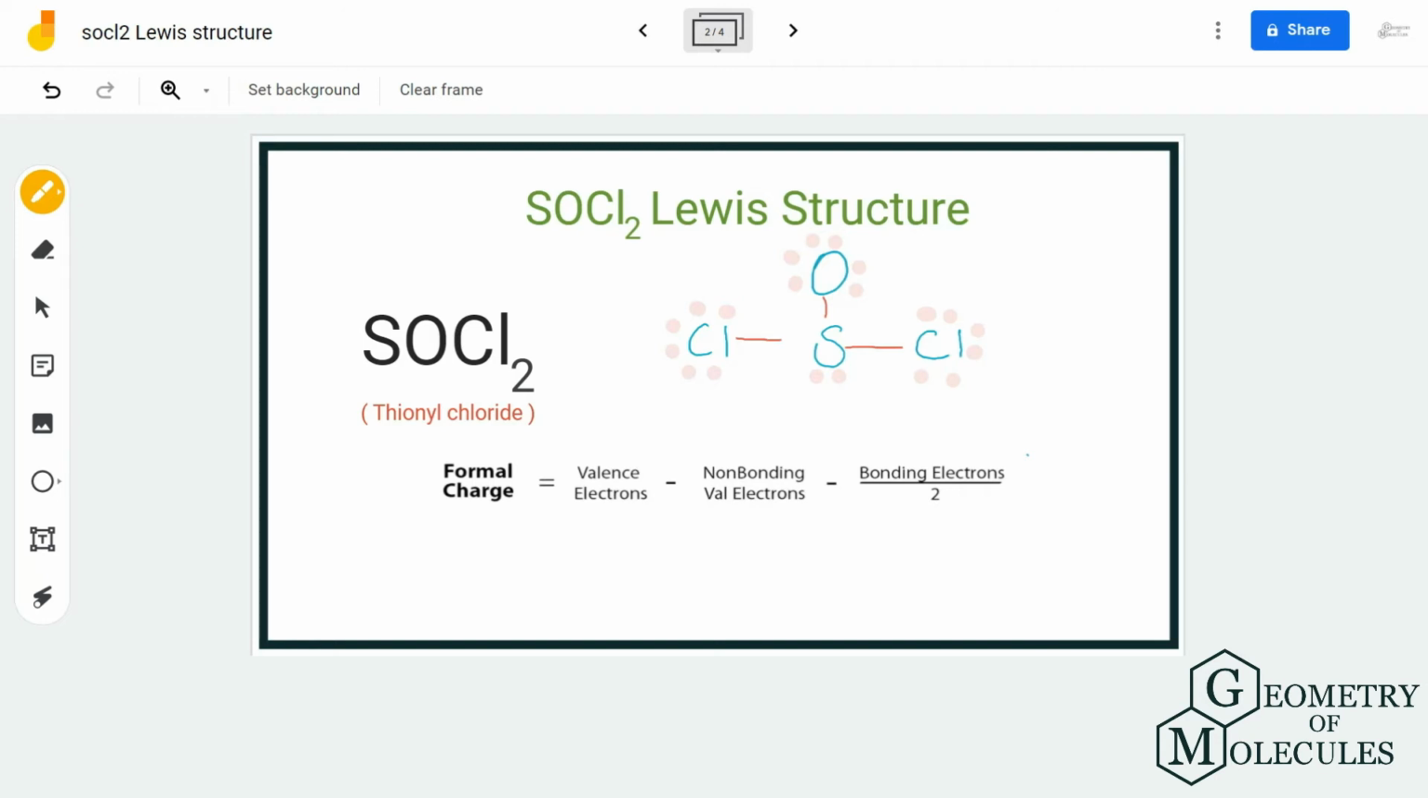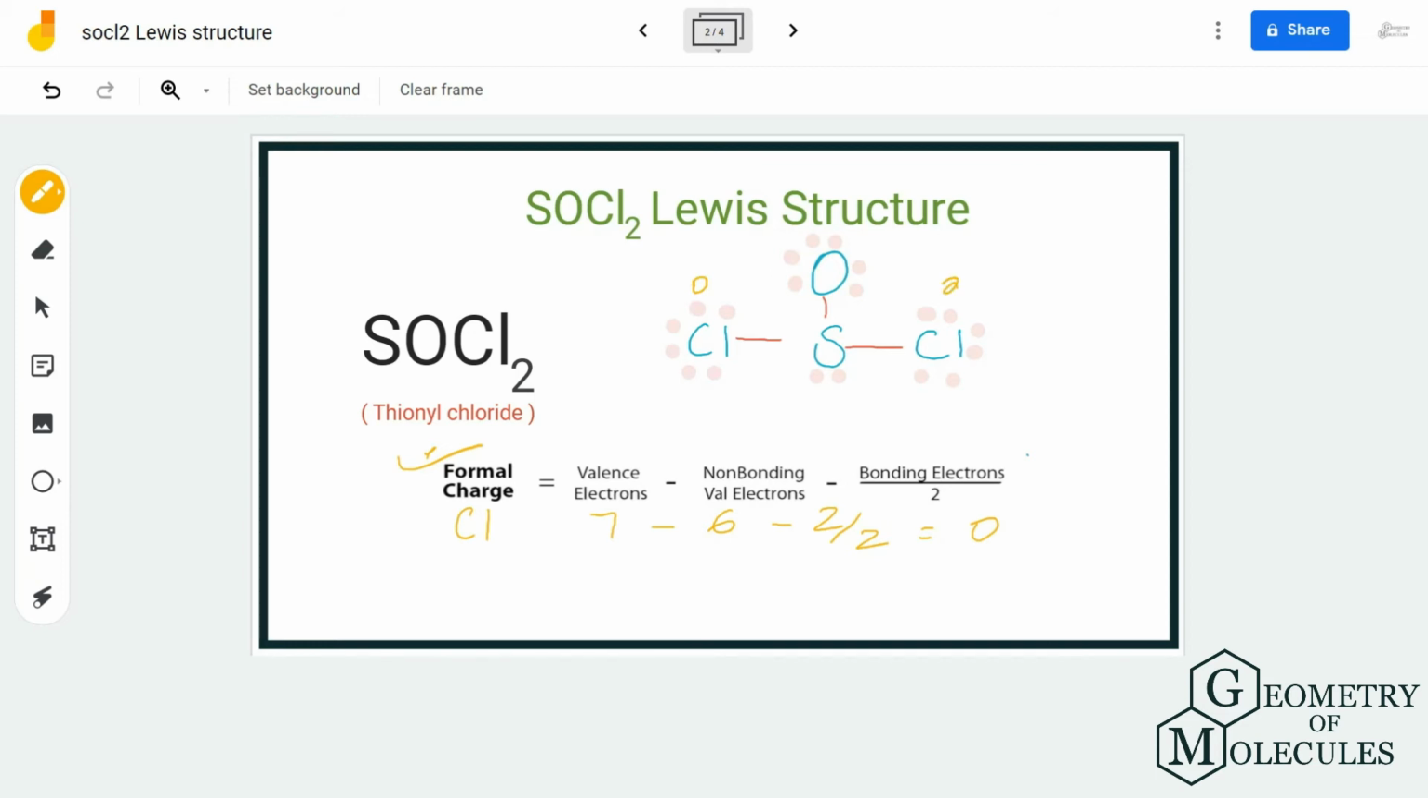You can either use the formula that we are going to use here, or you can also use the formal charge calculator that we have linked in our description box below, and we are going to calculate the charges for the chlorine, oxygen and sulfur atoms. Here chlorine has a total of 7 valence electrons, out of which 6 are non-bonding and 2 are bonding, giving us a formal charge of 0. As these chlorine atoms are identical, they'll both have 0 formal charge.